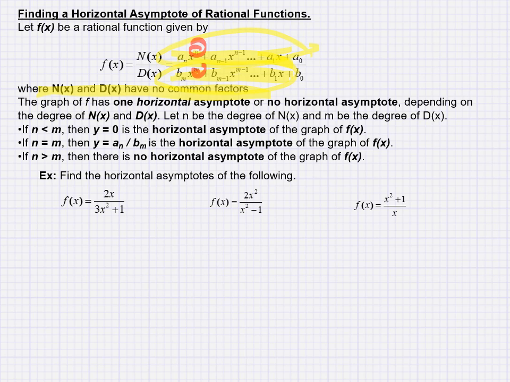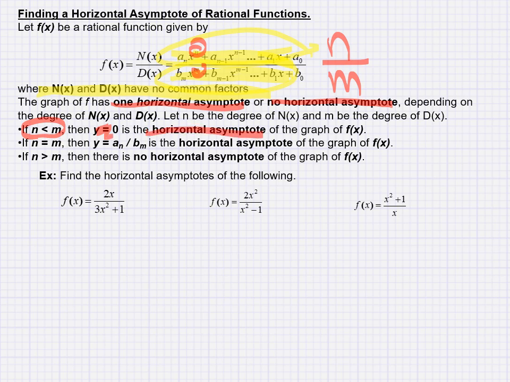Your options are you're either going to have one horizontal asymptote or no horizontal asymptote. You're not going to have multiple horizontal asymptotes. Like we saw in the previous examples, one of those had two vertical asymptotes. That doesn't happen with horizontal. So if the degrees of the numerator and denominator are compared, then we could determine what we have. So n is the degree of the numerator, and m is the degree of the denominator. If n is less than m, numerator's degree less than denominator's degree, y equals 0 is your default horizontal asymptote.